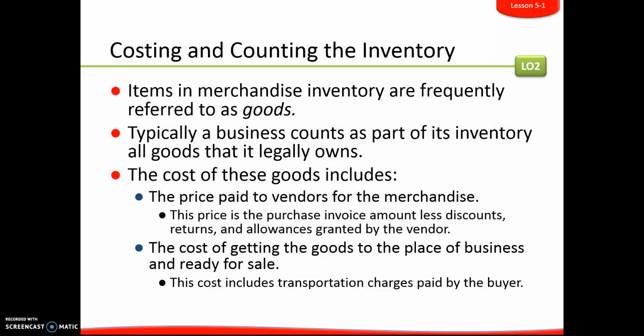Now, items in merchandise inventory we frequently refer to as goods, and typically a business counts as part of its inventory all of the goods that it legally owns.